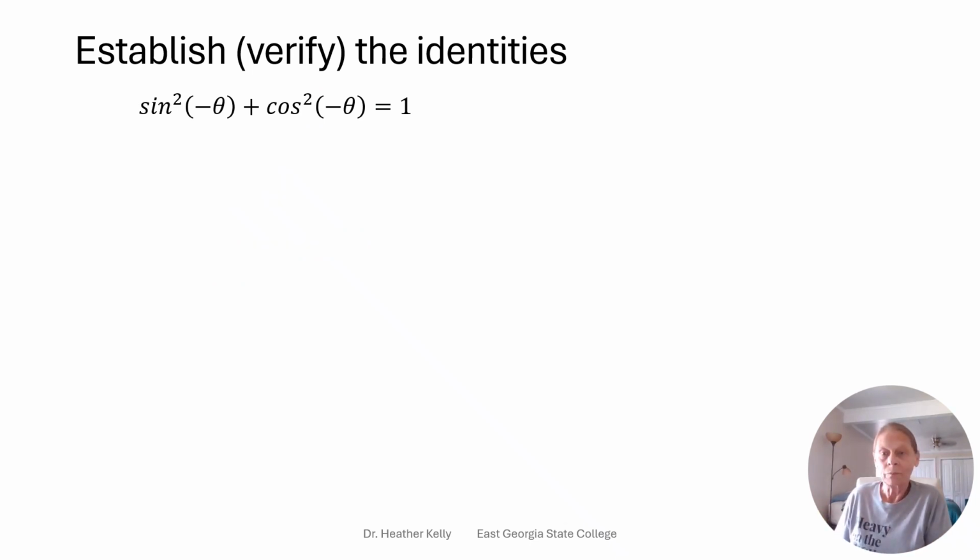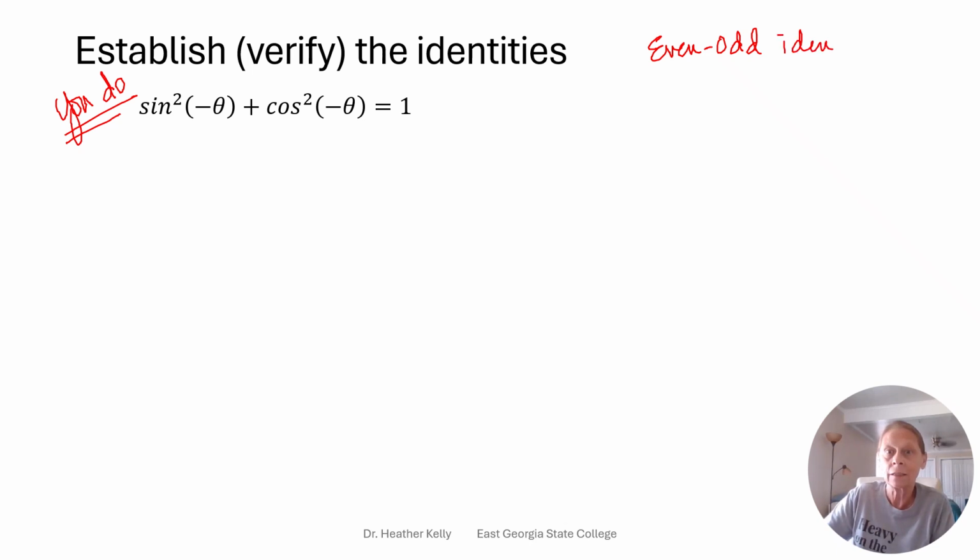Let's look at this one. Actually, let me let you do a little you-do here. Now there's one thing you have to be careful of here, and that is the even-odd identities. Make sure that you know them, right? And what do we know? We know that the sine of negative theta is equal to negative sine theta. But we know the cosine of negative theta is equal to the cosine of theta, right?